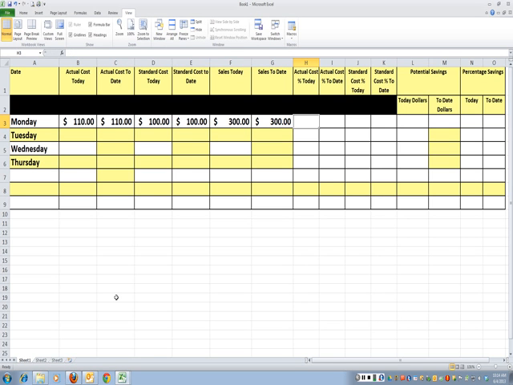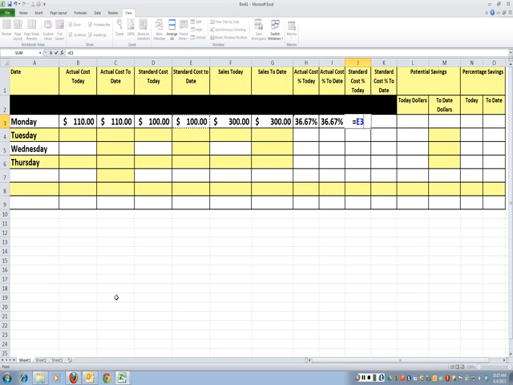This is the same exact way that we've done it from the beginning as far as calculating food costs. Since we're dealing with actual, we take our actual cost today and divide it by our sales for today. We end up with about 37%. These two numbers will be the same because today and to date are the same.